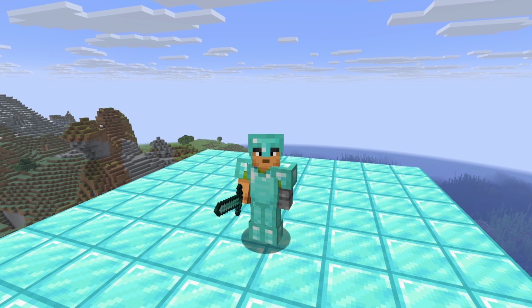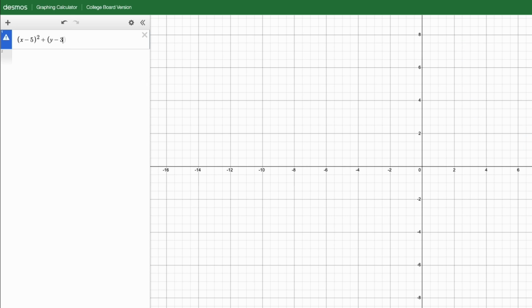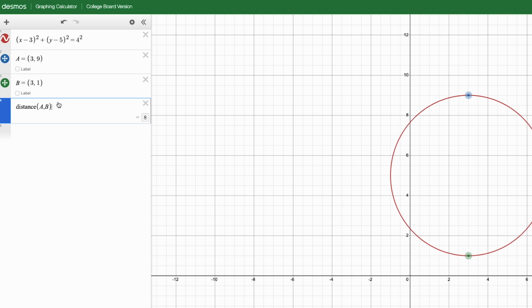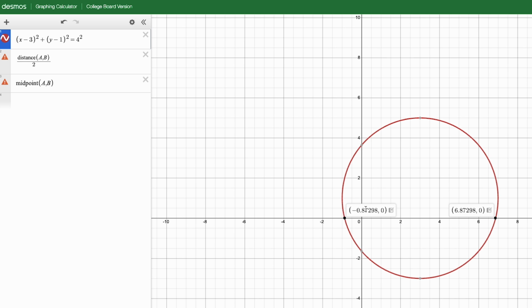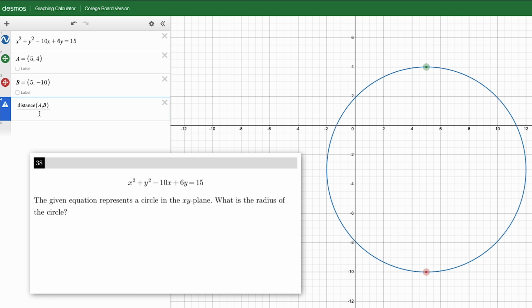Okay, on to some quick wins. If you see a circle, just graph it in Desmos. The radius is the distance between the top and bottom points divided by 2, and the center is the midpoint of those 2. And I do mean top and bottom, not left and right. Those are your x-intercepts, and they'll just give you the wrong radius if you use them, likely. Here's a problem.